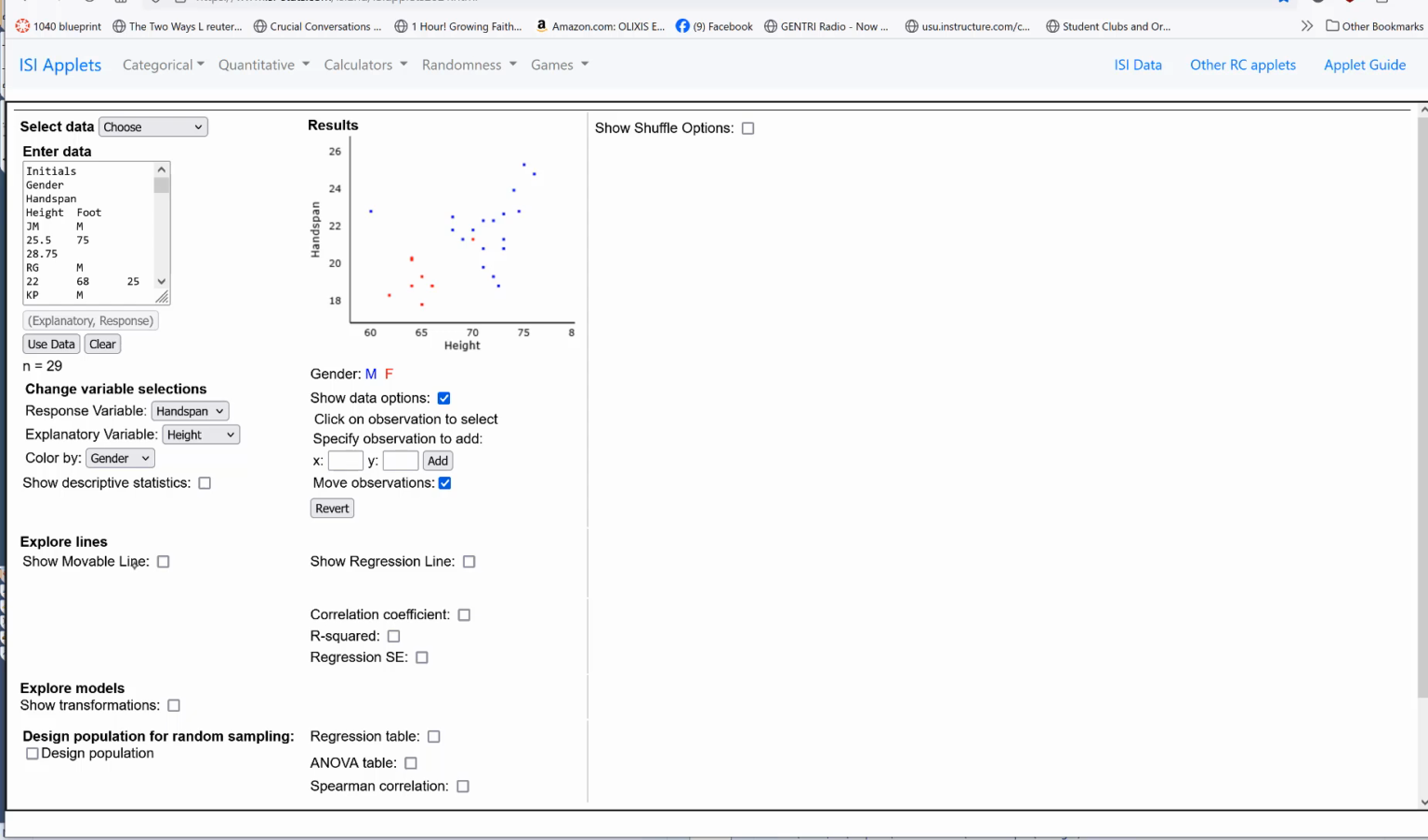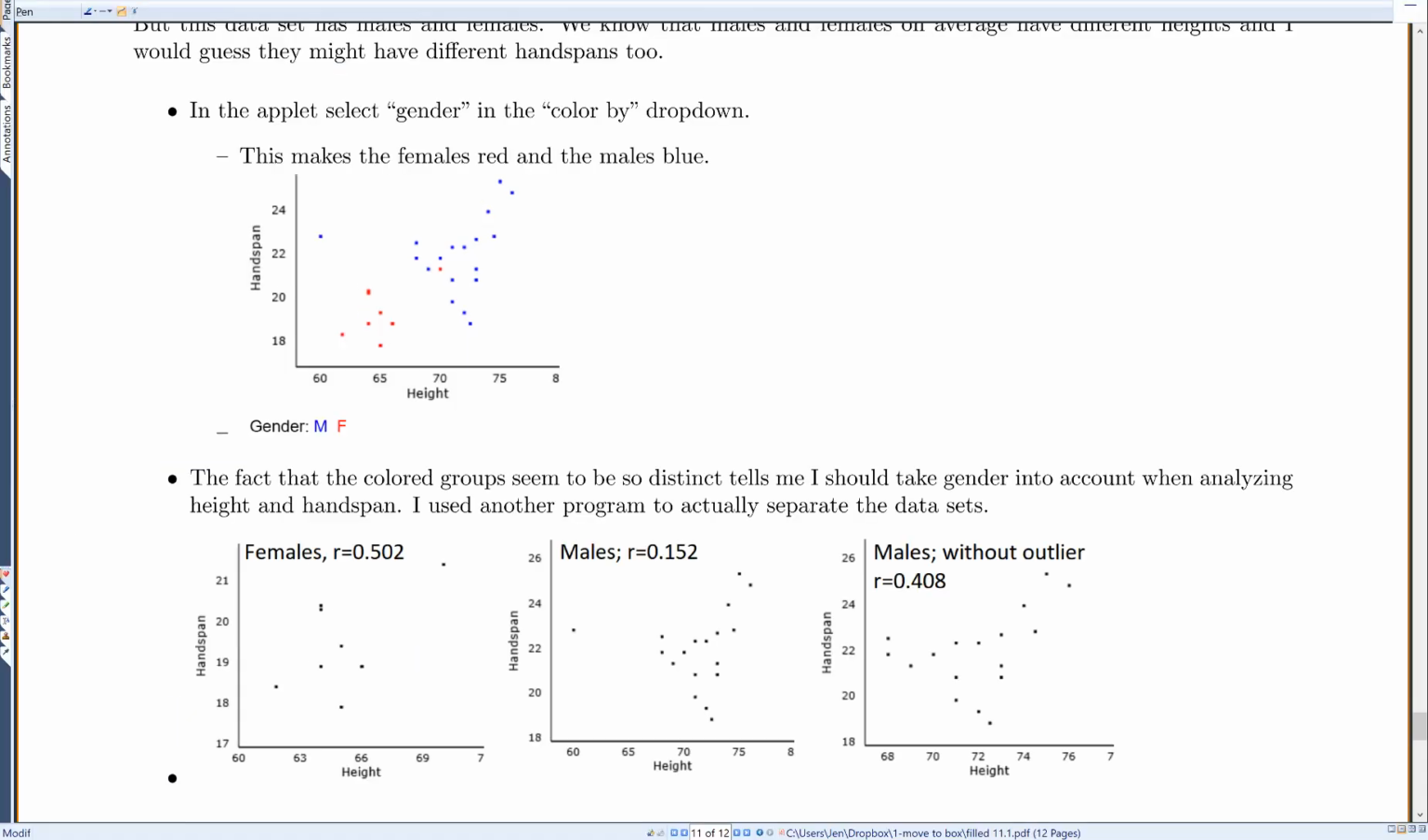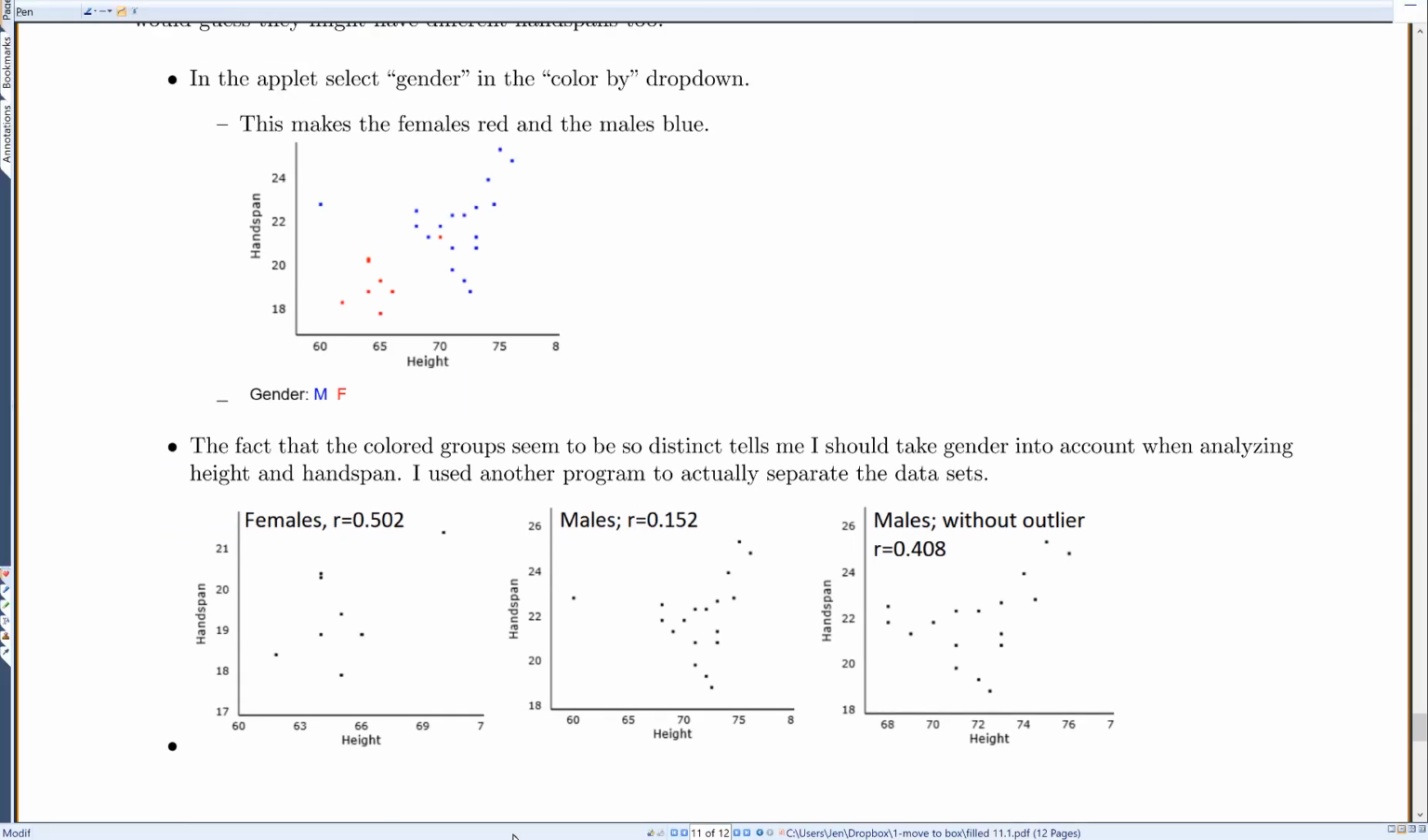And let's come back to our notes so we can write. It kind of seems like two distinct groups. This is the females and this is the males. They seem like two different groups. And the fact that they are so distinct tells me I should definitely take gender into account when analyzing height and hand span. I use a different program to actually separate the two data sets. You can't really do that in this applet because it's pretty basic.